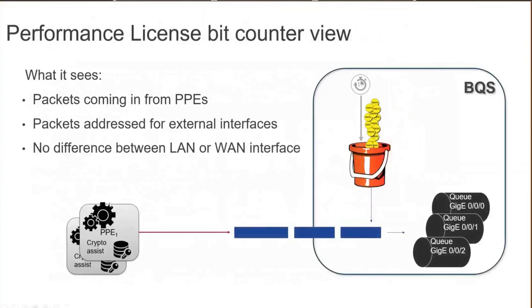So again, this performance license is based on the egress packets. What packets it sees are packets coming in from PPEs, packets addressed for external interfaces, and there will be no difference between LAN or WAN interfaces. All interfaces are the same, and the performance license will be checked for all the interfaces.